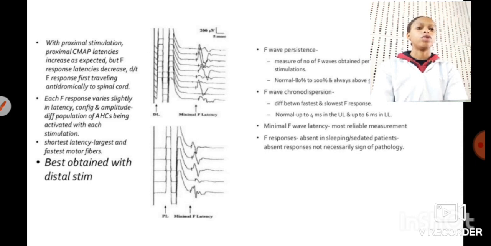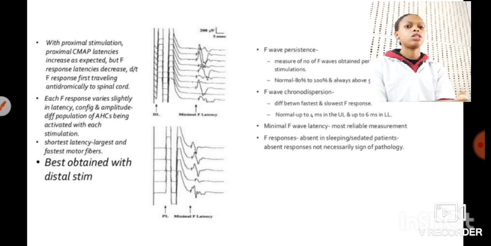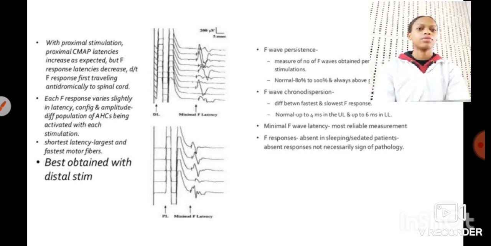And let's go to the chronodispersion. Chronodispersion is defined as the difference between the fastest and the slowest F wave. And the normal response obtained is said to be 4 milliseconds in upper limbs and 6 milliseconds in lower limbs. Absent F wave in normal patients who are not sedated or sleeping indicates axonal loss.